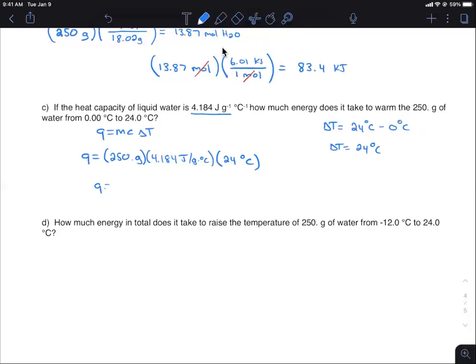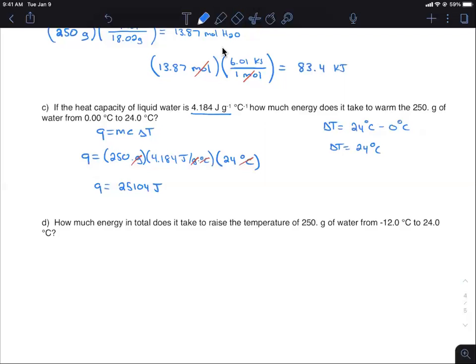So now we can plug that in, 24 degrees Celsius, and multiply this out. Notice again, our units will cross off. Grams go away, degrees Celsius go away, left with joules. When I did this, I got 25,104 joules of energy. I have not yet rounded to the correct number of sig figs. We'll do that in the final part, part D.